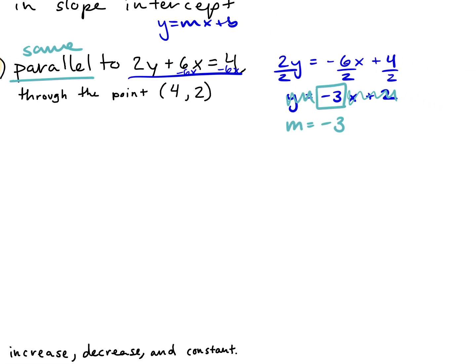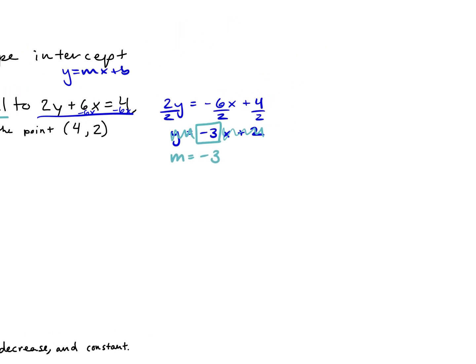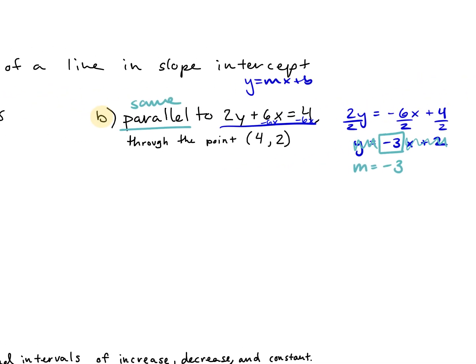What if this question asked for a line that was perpendicular? What would the slope of our perpendicular line be? Awesome. Our perpendicular slope would be positive 1/3. Perfect. But the question's not asking for perpendicular. If it was, you would find the slope and then take the opposite reciprocal of it. But let's go back to this question.